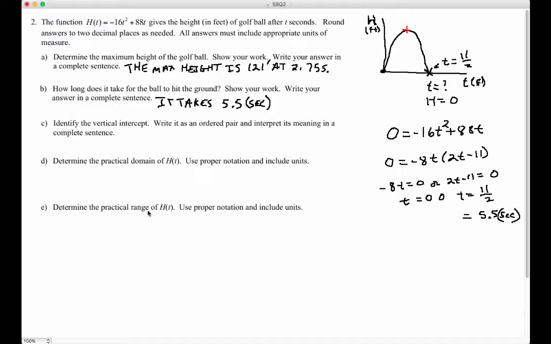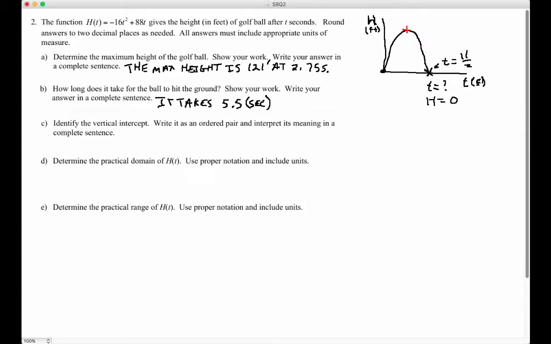Okay, cool. Identify the vertical intercept. What does this ordered pair interpret as its meaning as a complete sentence? Okay, so let's think about what is the vertical intercept and what is its meaning. So if we come over here and take a look, we already discussed the start of it. That's this guy right here, right? And we know that that's at 0, 0. That's where our vertical intercept is.